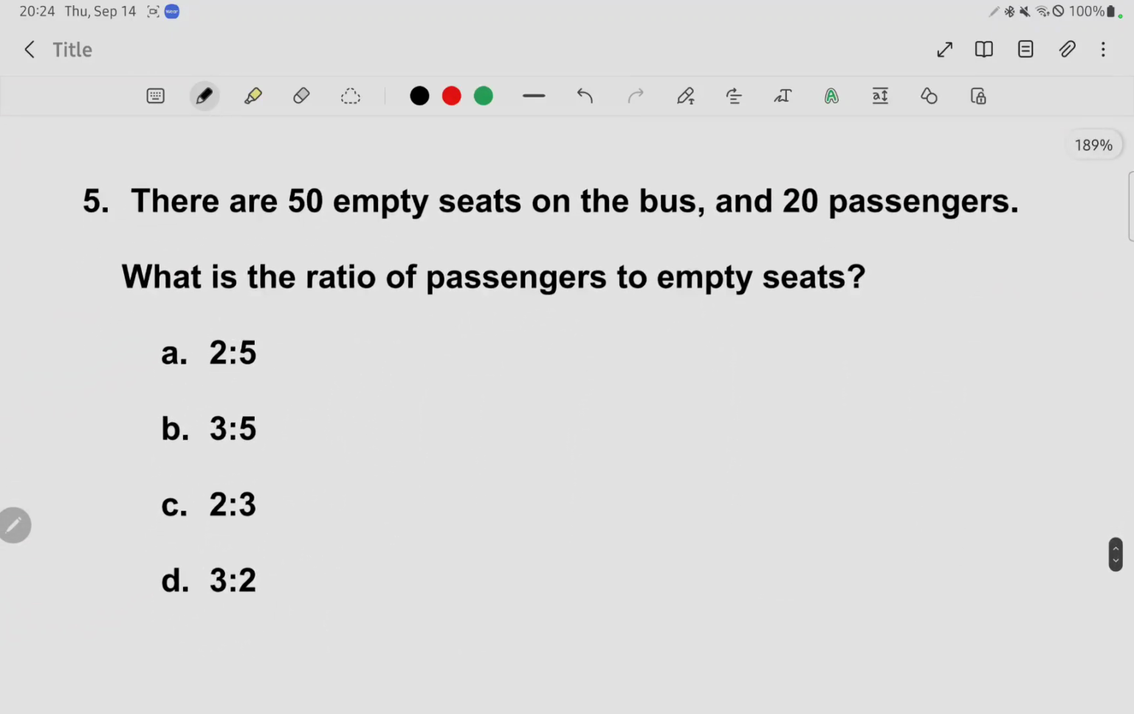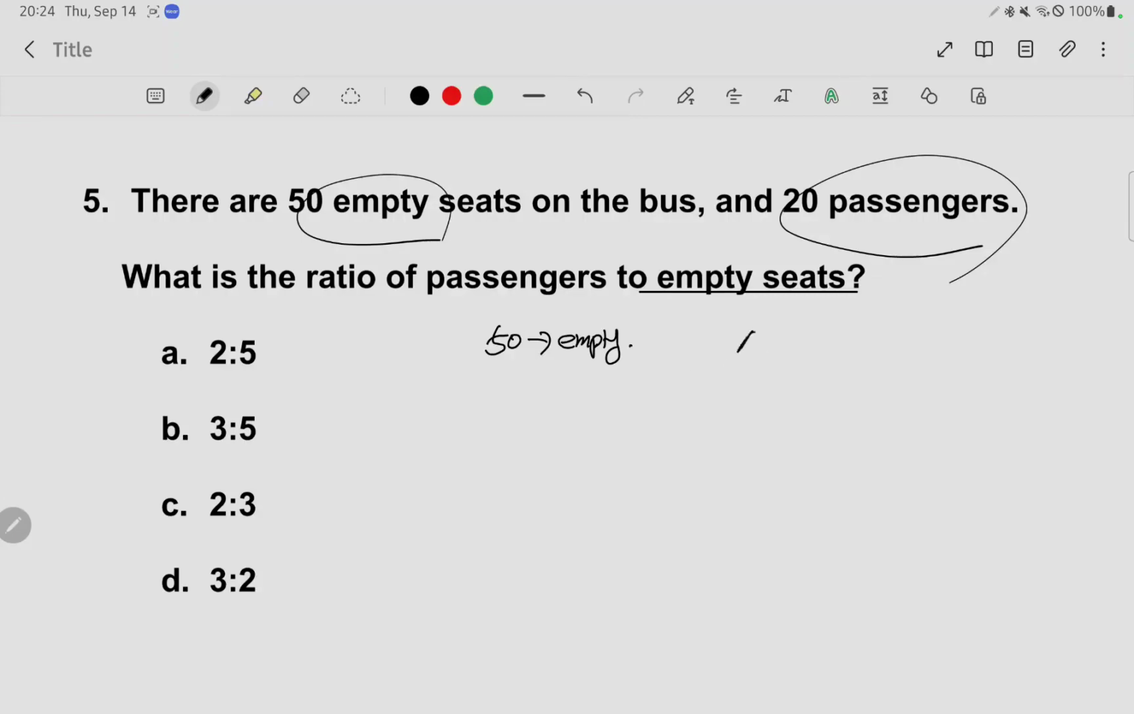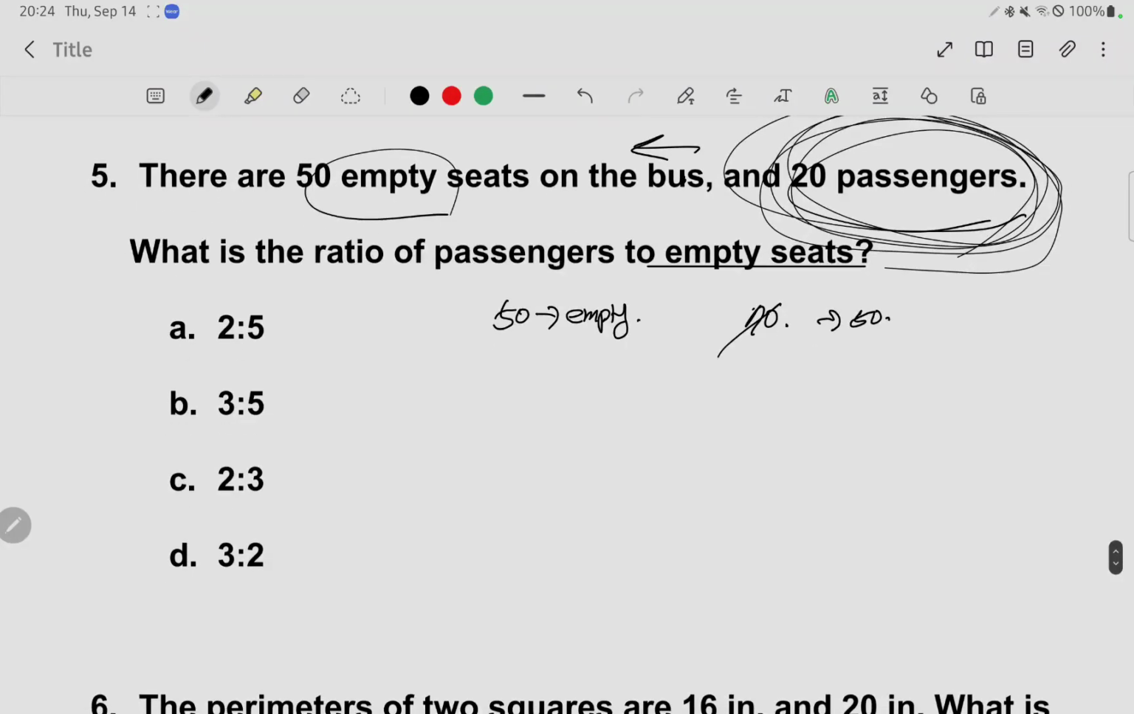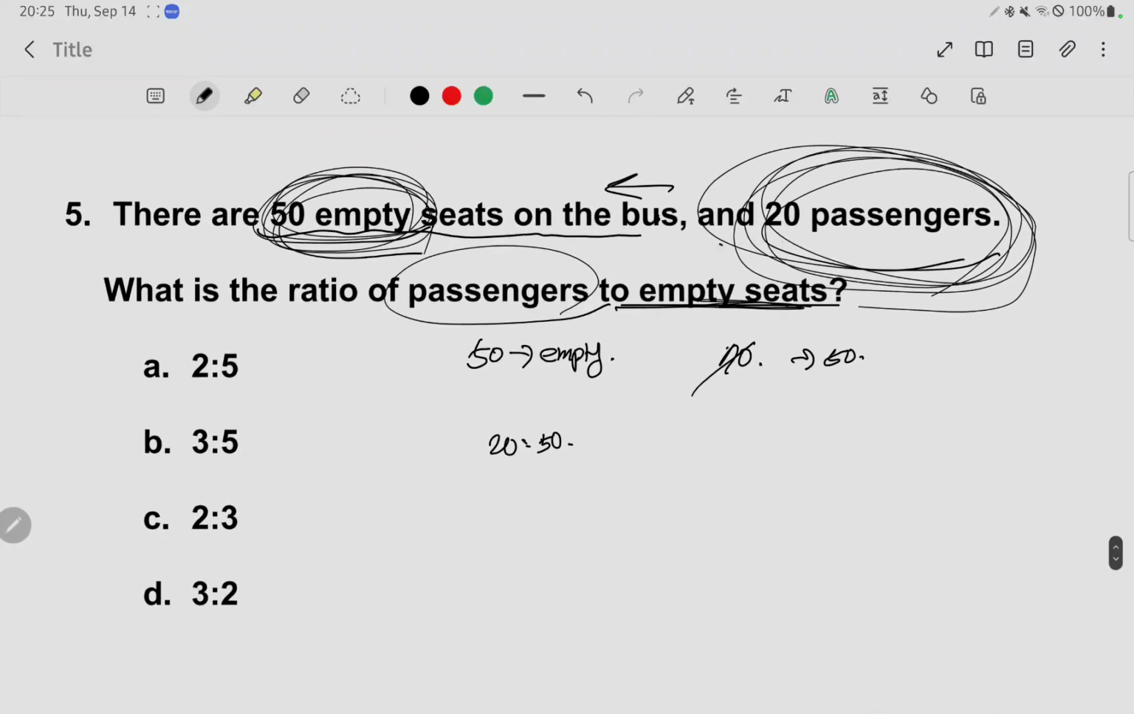Okay, number 5. There are 50 empty seats on the bus and then 20 passengers. What is the ratio of passengers to the empty seats? So 50 are empty. And then I'm guessing there are a total of 70 seats, but 20 people are in the bus, 20 seats are taken, so 50 are empty. So yeah, it's going to be 20 to 50, because they're asking for the passengers to empty seats. Then you're given that 50 empty seats are on the bus, and then there are 20 passengers. So it'll be 20 to 50.